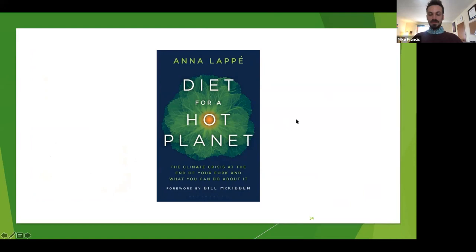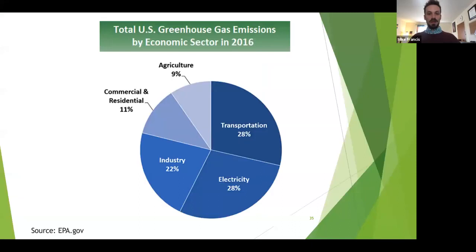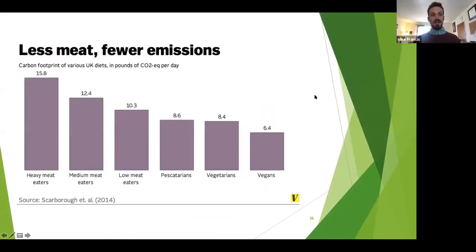And she has a point. If you're concerned about CO2, there's definitely a point there. Agriculture accounts for about 10% of global greenhouse gases. So that's things like not only farming crops, but also farming animals. And if you look at various diets, this was in the UK, but if you want to measure the CO2 emissions of a diet, what you find is that indeed heavy meat eaters have a higher carbon footprint than vegetarians, and vegans have the lowest of all.